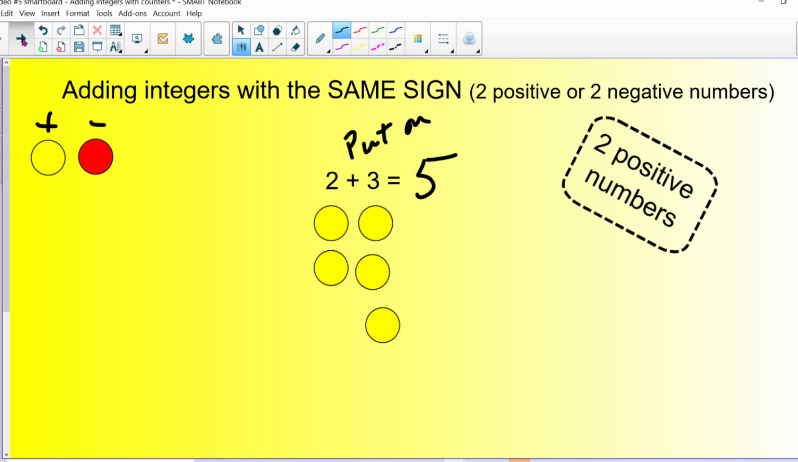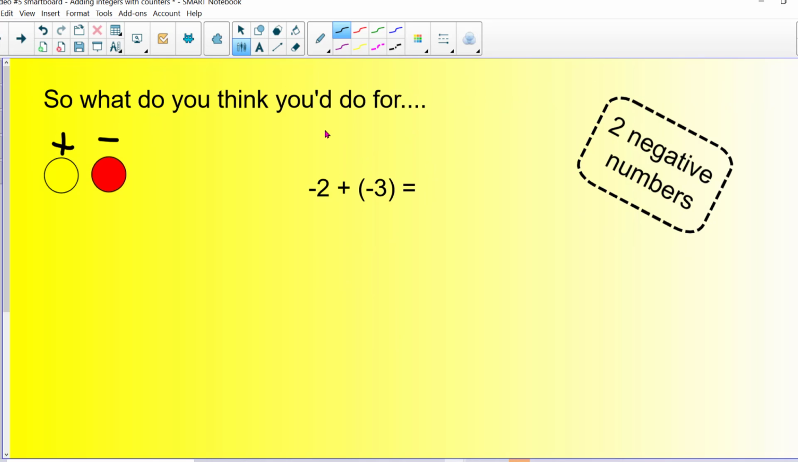Okay, so now let's go on to, well, what happens if you are adding 2 negative numbers? Remember, we're going to apply the same thing we did with the first problem. The first number is what you put on first, right? We start with the first, which in this case is 2 negatives. So here's 1 negative and 2 negatives. All right, started with that.